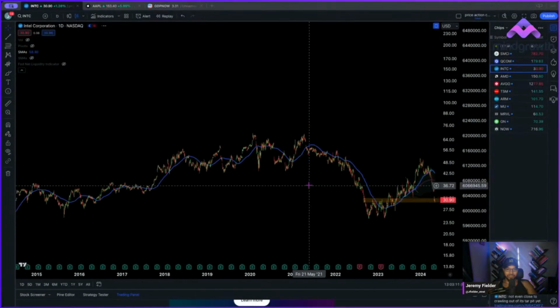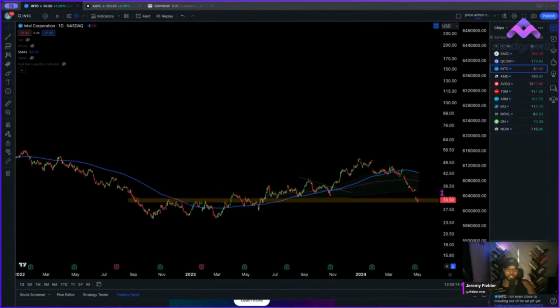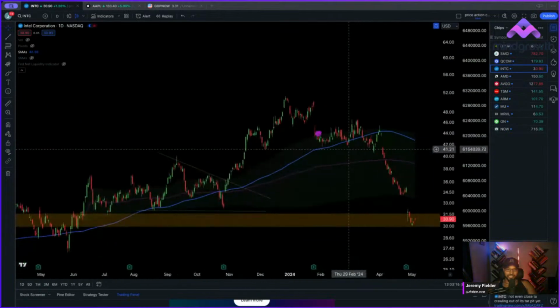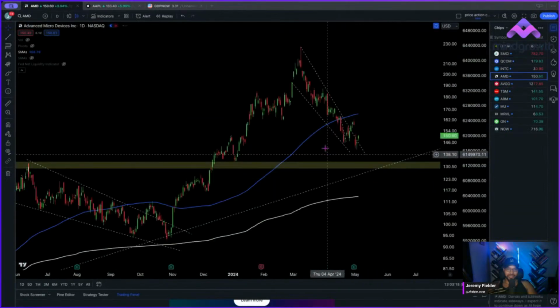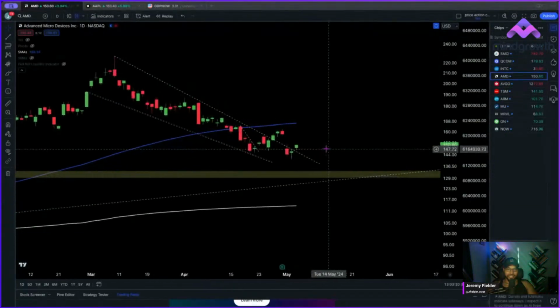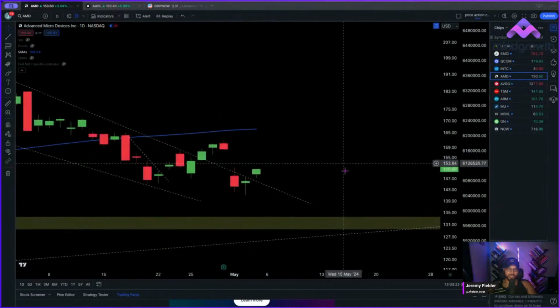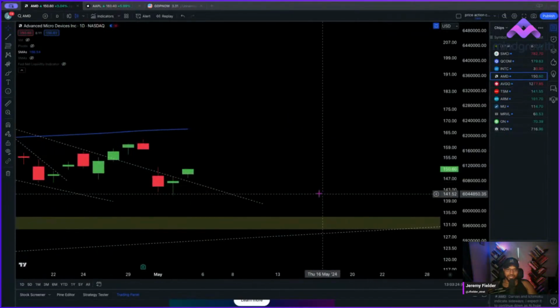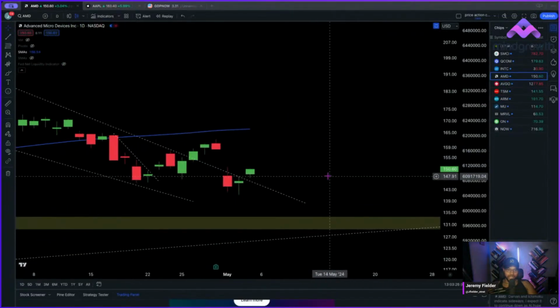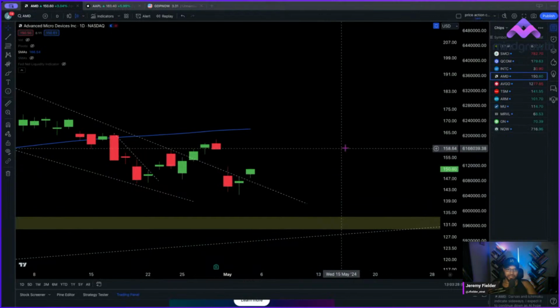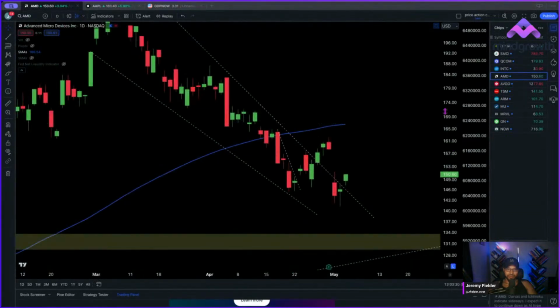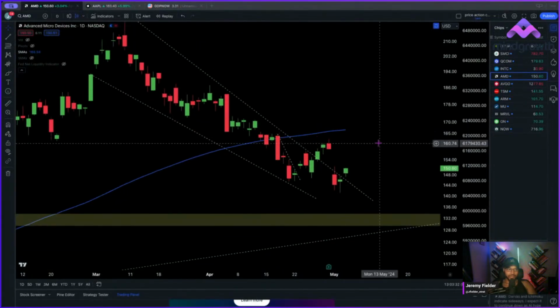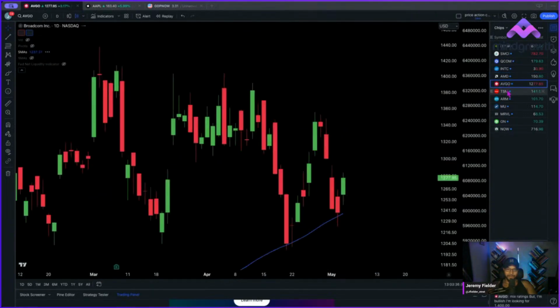Intel right back down to 2023 lows. I don't know what's up with Intel. No clue. Never been a fan. AMD, I like this setup the most for AMD. We got down to 141. You got the retest. AMD should be gone. Earnings already over. I think it takes off. That's probably my favorite semi right there.